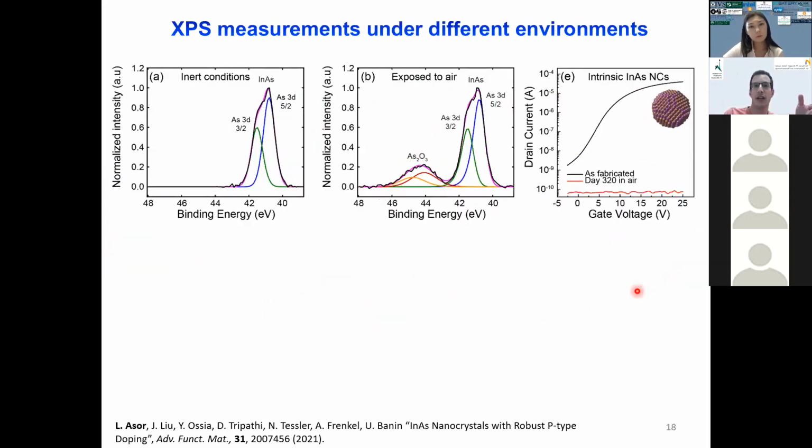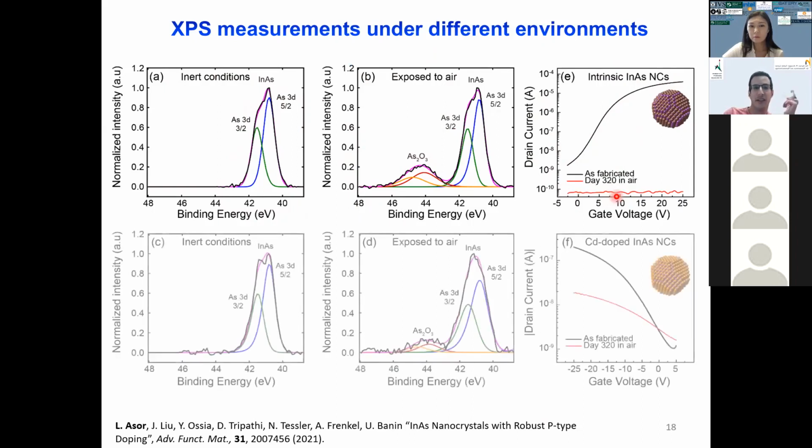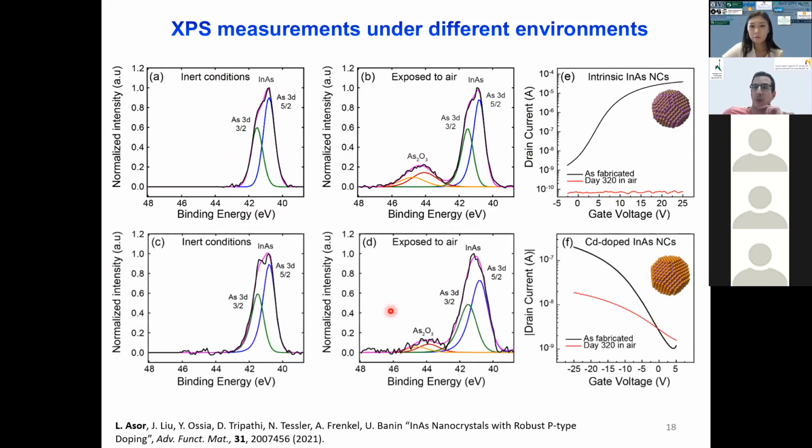We measured also these samples under XPS. So this is the undoped samples. We see that under inert condition, we see the arsenic peak without any oxidation. But once we expose it to air, we see a major peak of arsenic oxide. And for the transistors, we see that as fabricated, we have a very nice current, while under air, it is actually ruined. And for the cadmium doped system, we see that the arsenic oxide signal is much lower than the undoped. After a year in air, we see that the current remains quite nicely.